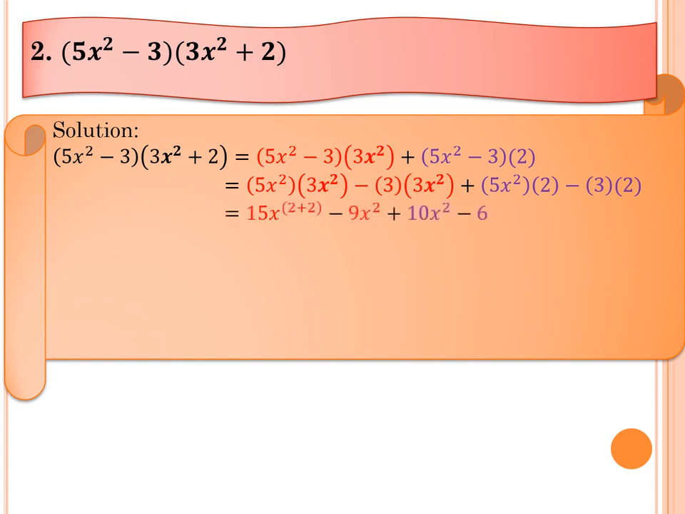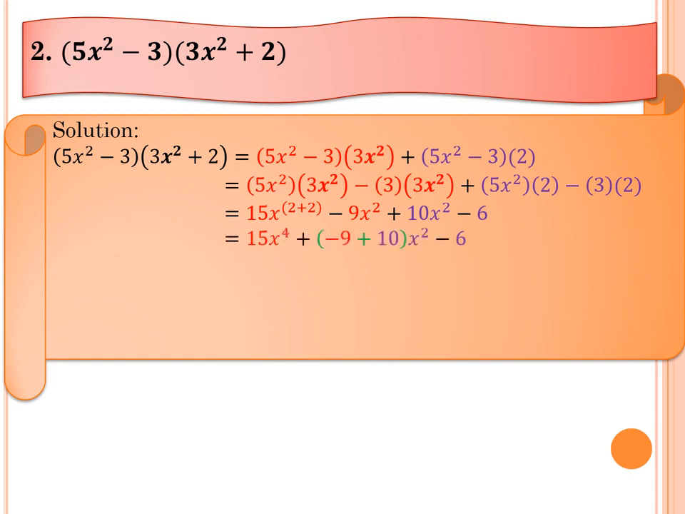Okay, for the next step, 5x squared times 3x squared is just equal to 15x to the power of 2 plus 2, since 5 times 3 is equal to 15, and x squared times x squared is just equal to x to the power of 2 plus 2. Minus 3 times 3x squared is just equal to 9x squared. Plus 5x squared times 2 is just equal to 10x squared. And negative 3 times 2 is just equal to negative 6.